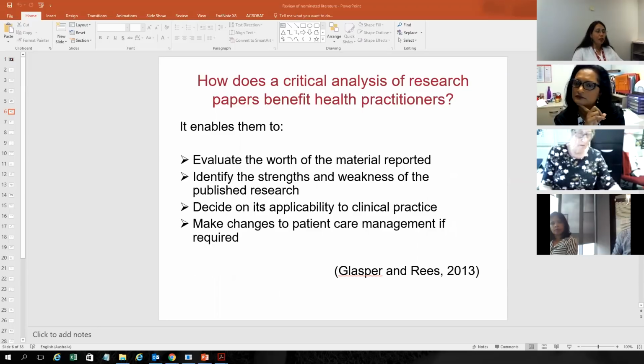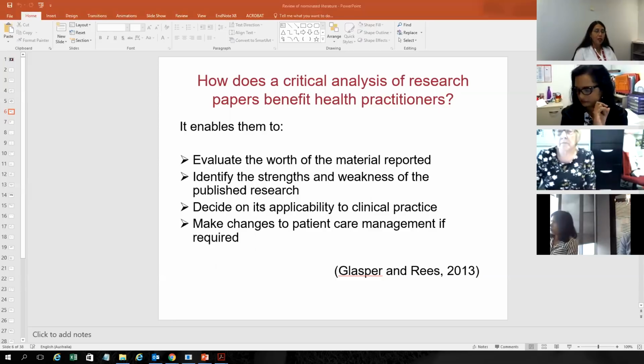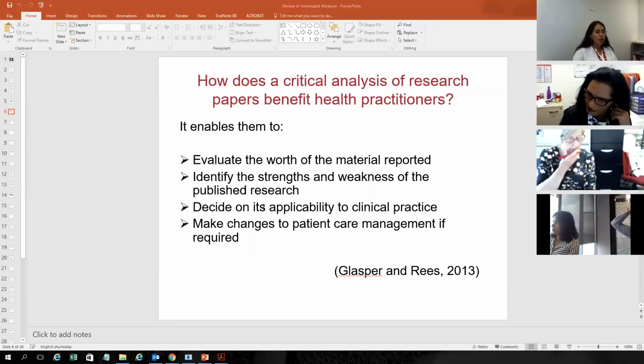Why do we need to review nominated literature? Students, most of the time they ask me, why do I need to do research? Why do I need to review literature? That's because as nurses, you might need to engage in research. And even if you don't engage in research, you might be asked to evaluate the worth of research already reported, identify strengths and weaknesses of the published research, decide on its applicability to clinical practice, and make changes to patient care management if required. So nursing practice is guided by research, and therefore it's very important to learn the principles that underpin research.